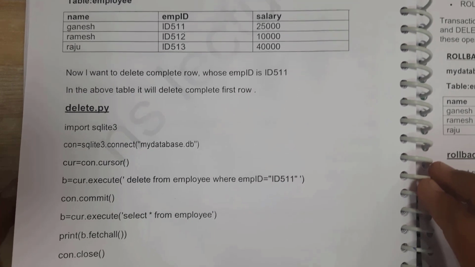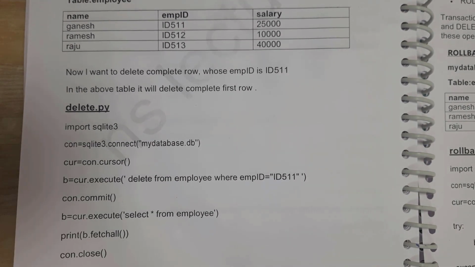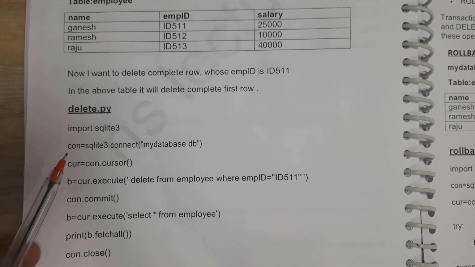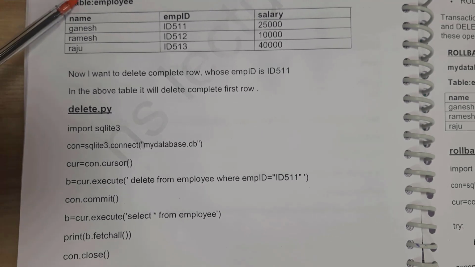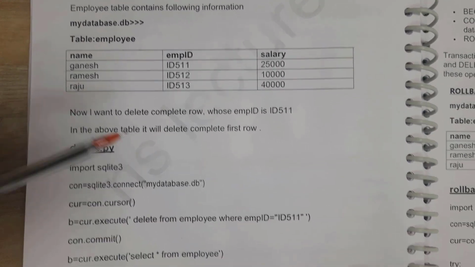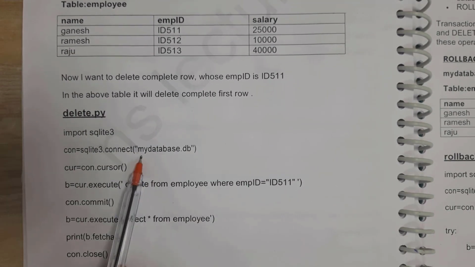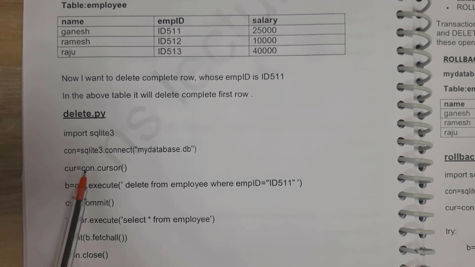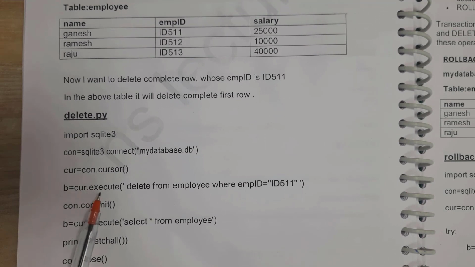As we know, at first we need to import sqlite3. So just write here import sqlite3 and next write here con equal to the module name, that is sqlite3.connect and open brackets. Inside this you need to give the database name. My database name is mydatabase.db. So just write here mydatabase.db and next take the cursor method. My database is present in con. So just write here con.cursor and next write here b equal to cursor.execute.